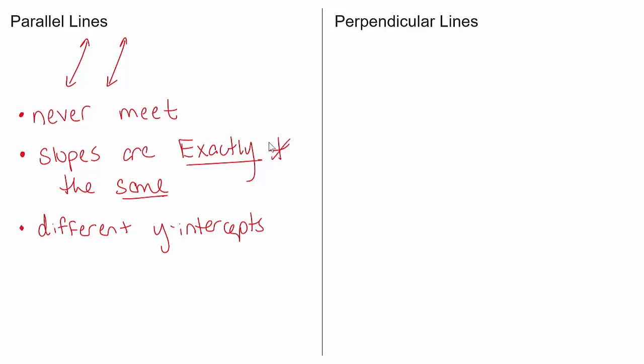Okay, and this right here, for us writing equations of lines, is really key. Perpendicular lines look like this, and perpendicular lines form a 90-degree angle. That's what perpendicular means. So perpendicular lines form a 90-degree angle, also called a right angle.